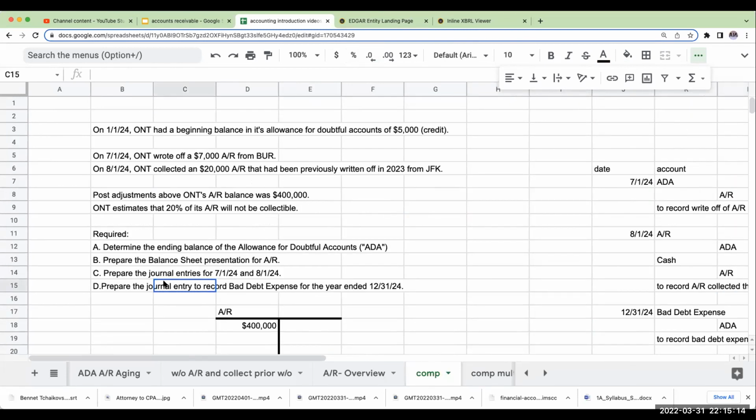And this is how I go through and do this more comprehensive problem within a period of a year.